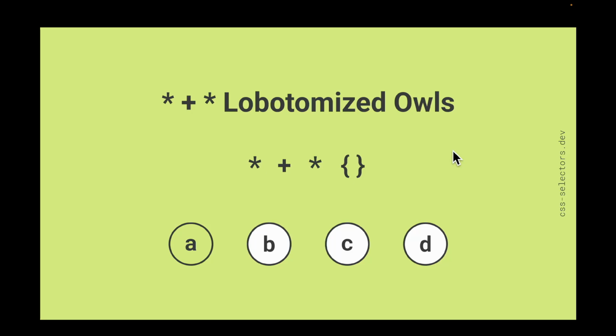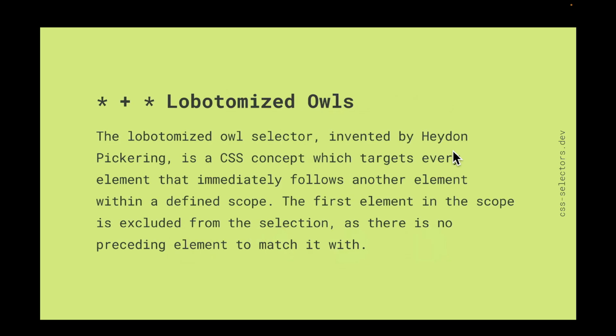The Lobotomized Owls selector, short for the owl selector, is a CSS concept created by Heydon Pickering. Although it is not an official CSS selector, it is a quite useful concept to know, so it is included in this course. So let's see the definition first.